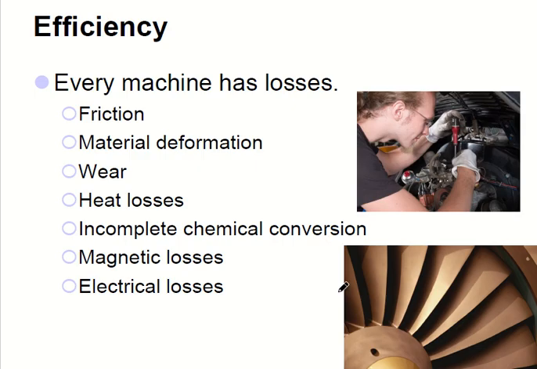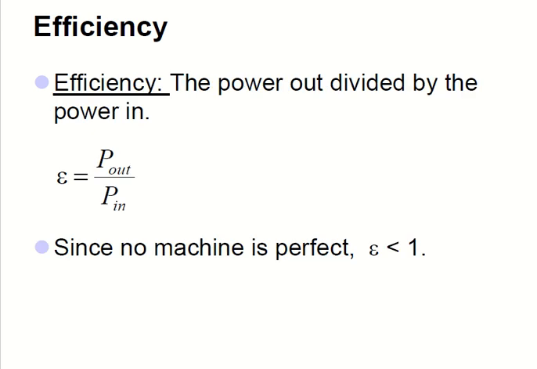Efficiency. Efficiency is very important in the manufacturing world that you are in, because we make machines to do a lot of the manufacturing, because humans cannot do it. We might be able to do it one day, but not every day, making the same thing. That's mundane and so tiring, so therefore we have to bring in mechanical machines. Every machine has losses. We lose in friction, material deformation, wear, heat, chemical conversion, magnetic losses, and electrical losses. These are everything that we think about when we calculate efficiency.